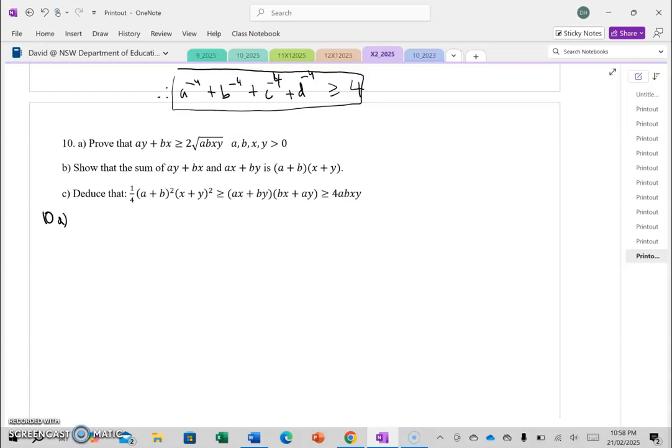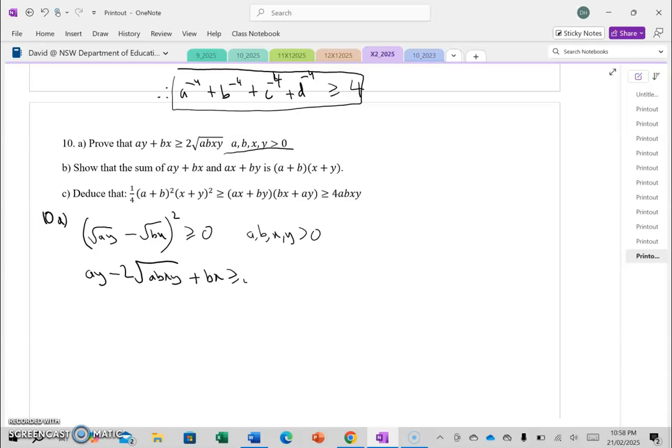Prove that this, where this is greater than 0. Well, I'm going to try my little trick of minus and root that, and all square. And if I'm doing that, I need to use this fact that a, b, x, and y are greater than 0 so that these square roots exist. Expanding, ay minus 2 square root abxy plus bx greater than or equal to 0. Yes, we've got the result. Okay, that's done.